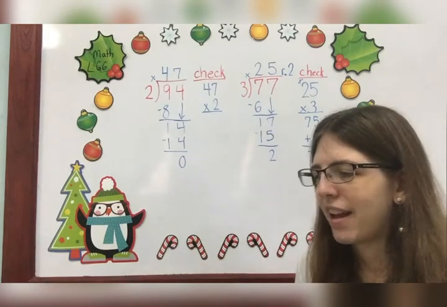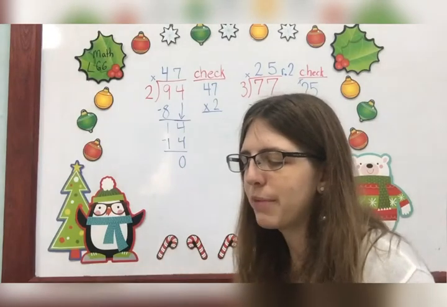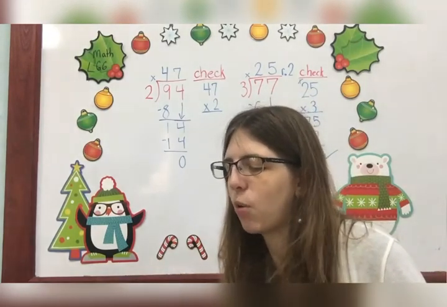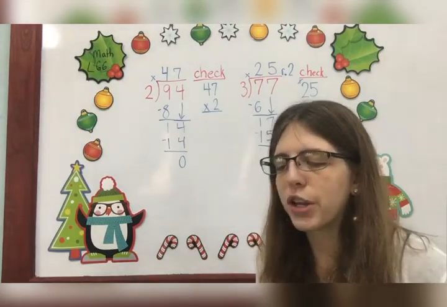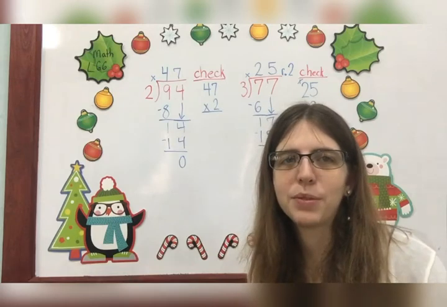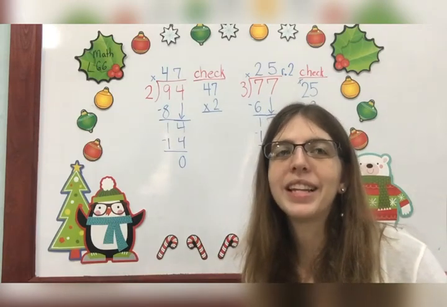Alrighty. Number 5, you're going to follow the signs. Your brain booster at the bottom says, write all the products from the 6 times table in order. The first 2 are done for you. So you have 6 times 0 is 0. 6 times 1 is 6.